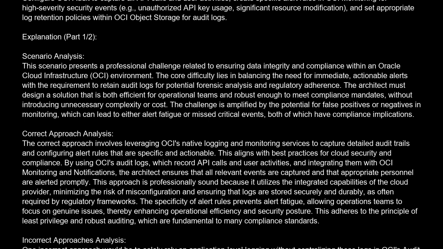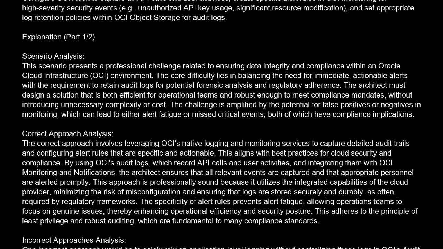By using OCI's audit logs, which record API calls and user activities, and integrating them with OCI monitoring and notifications, the architect ensures that all relevant events are captured and that appropriate personnel are alerted promptly. This approach is professionally sound because it utilizes the integrated capabilities of the cloud provider, minimizing the risk of misconfiguration and ensuring that logs are stored securely and durably, as often required by regulatory frameworks.